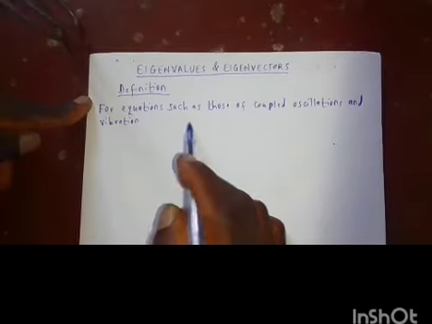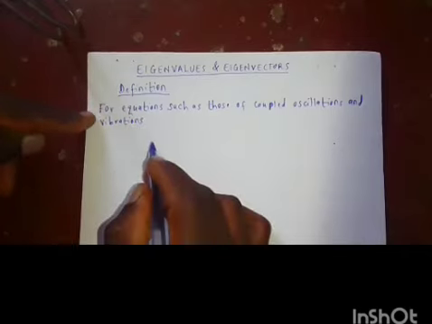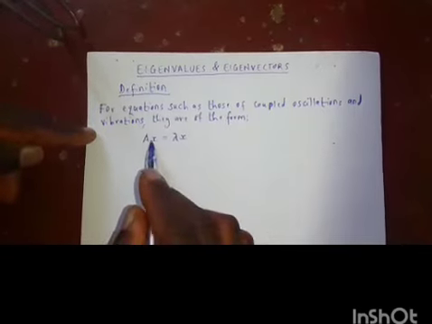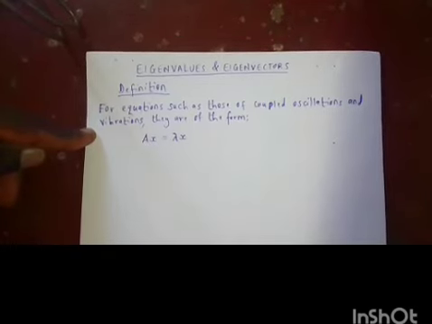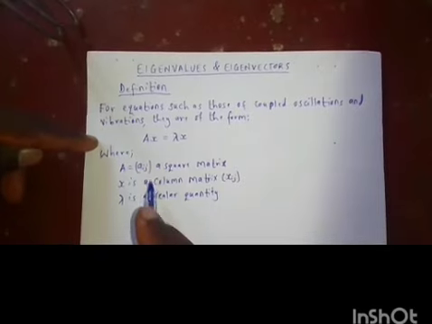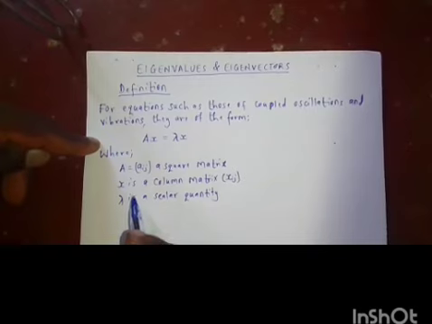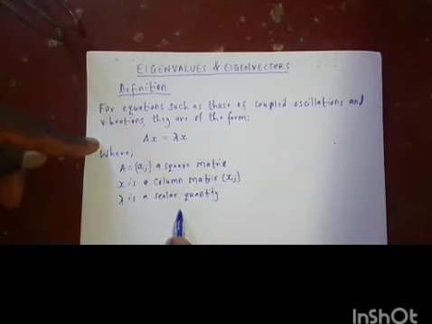For equations such as those of coupled oscillations and vibrations, they bear the form Ax equals lambda x. So here A is a square matrix represented as A_ij, x is a column matrix represented as x_j, and lambda is a scalar quantity which can be a number.